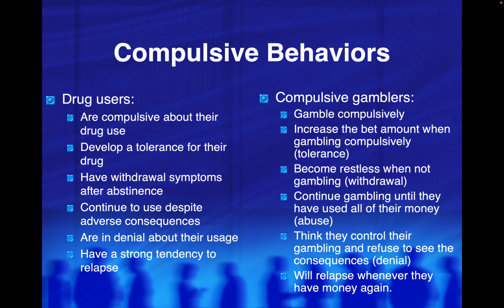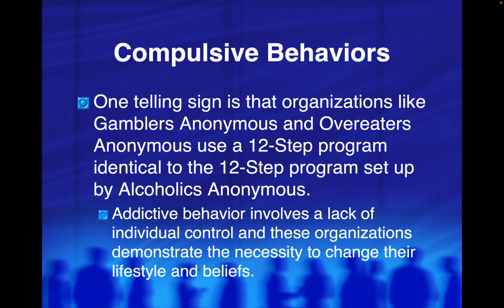Drug users are in denial about their usage. Compulsive gamblers think they control their gambling and refuse to see the consequences. They are in denial. Drug users have a strong tendency to relapse. Compulsive gamblers will relapse whenever they have money again. One telling sign is that organizations like Gamblers Anonymous and Overeaters Anonymous use a 12-step program identical to the 12-step program set up by Alcoholics Anonymous. Addictive behavior involves a lack of individual control, and these organizations demonstrate the necessity to change their lifestyle and beliefs.